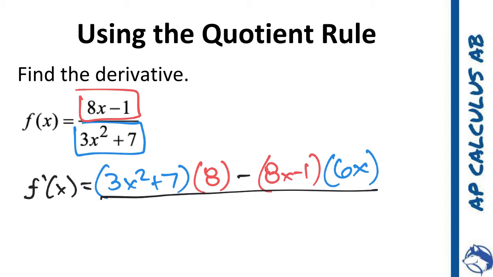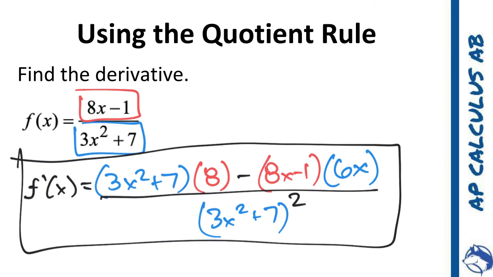So this is where I would put in that 3x squared plus 7. Put the parentheses around it and you square it. I would leave it just like this. No need to simplify in this scenario. This right here is our answer.